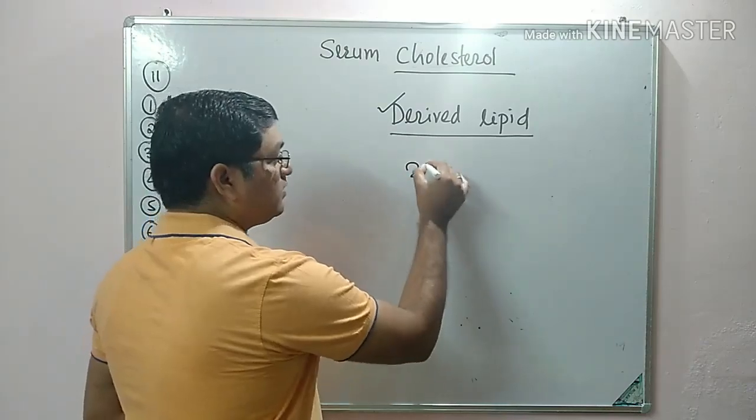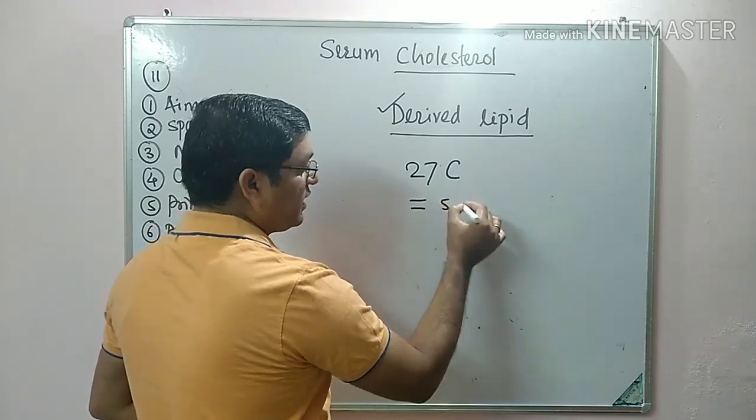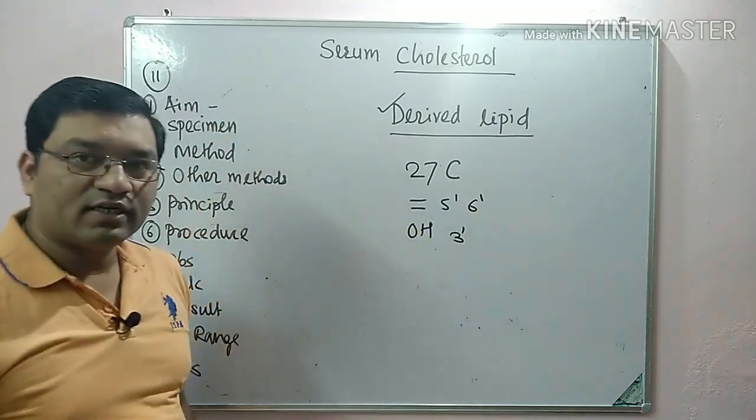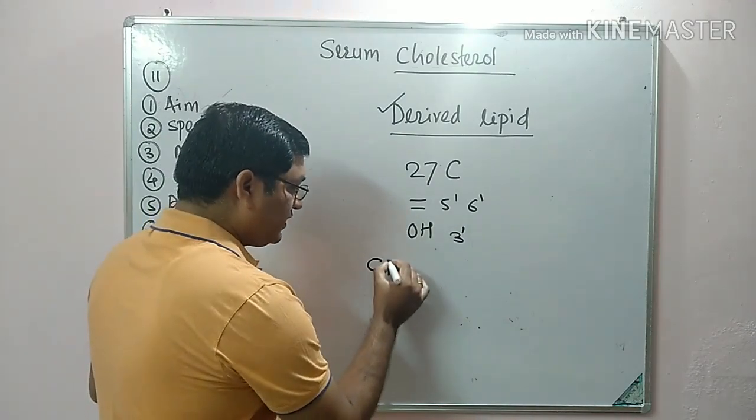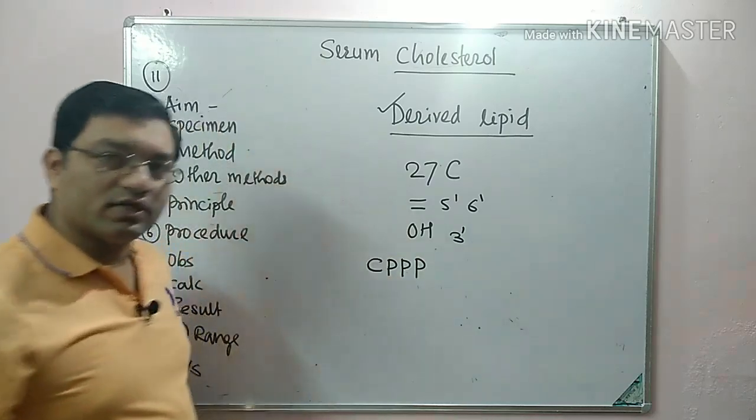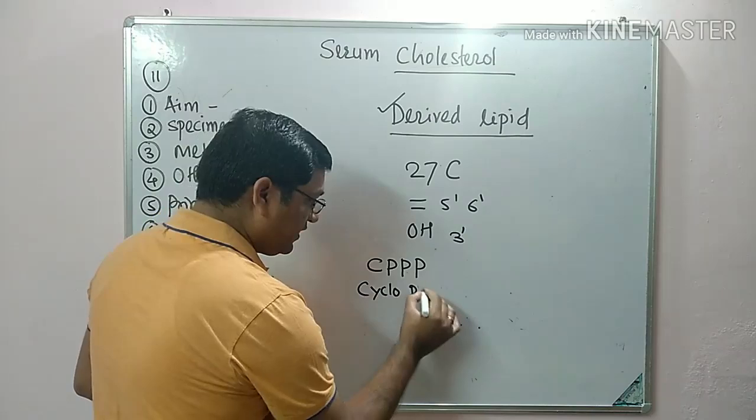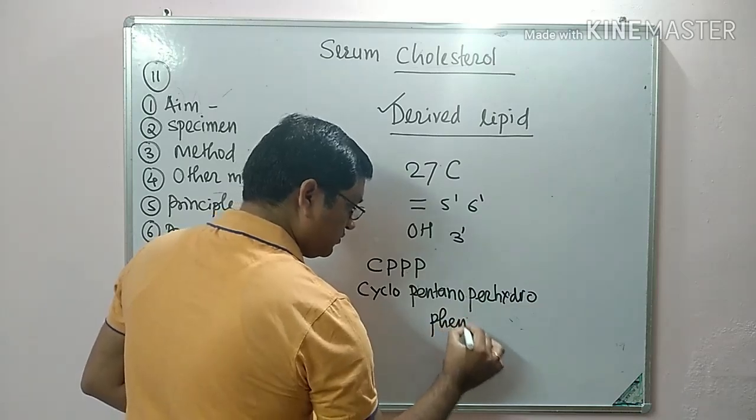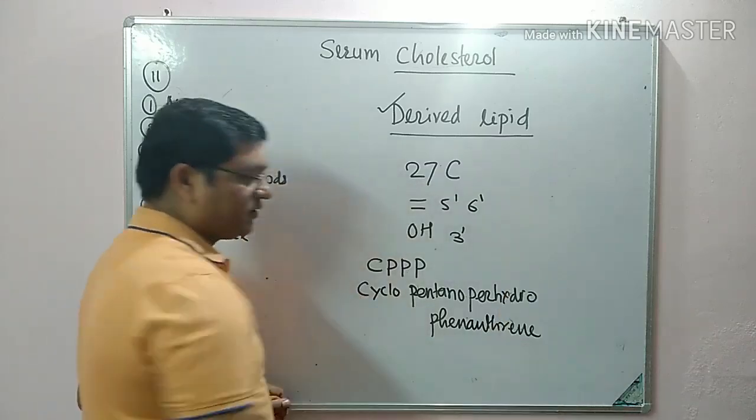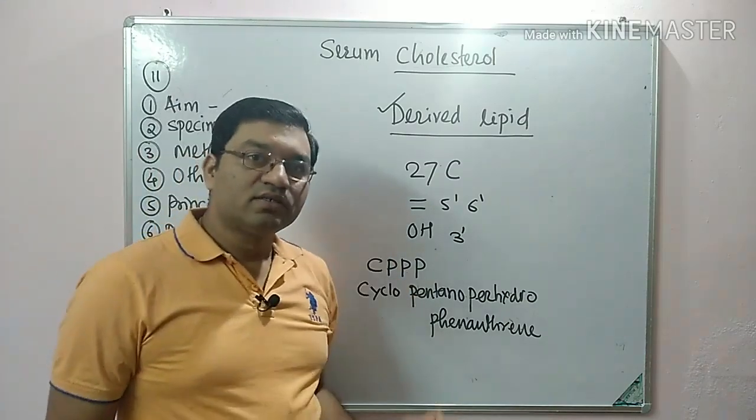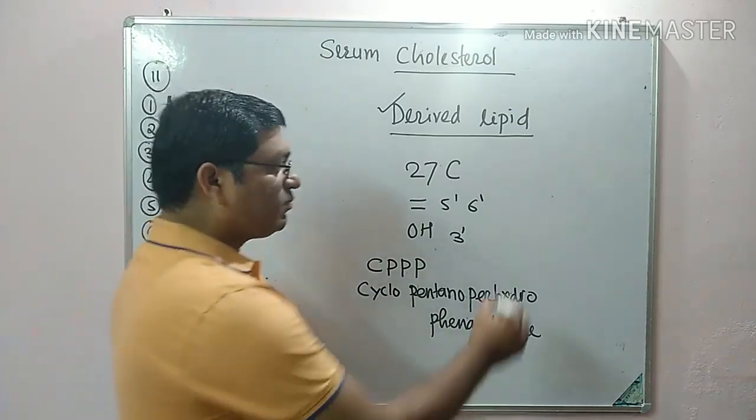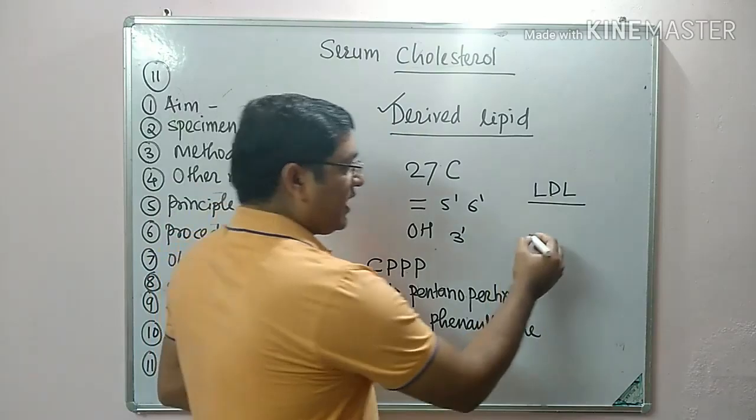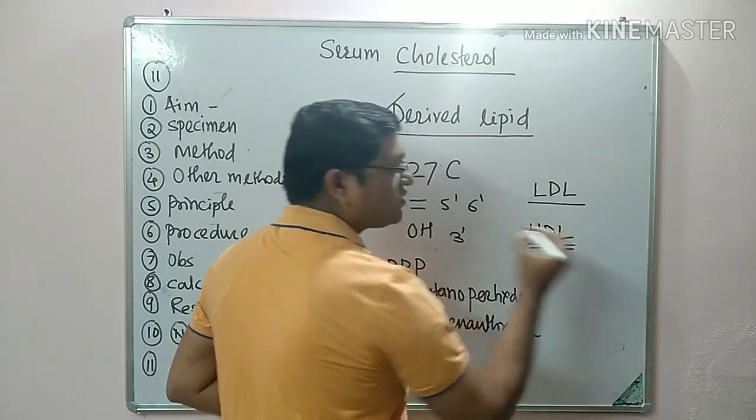It contains 27 carbons. There is a double bond between the 5th and 6th carbon, a hydroxyl group at the 3rd position, and it contains a ring known as the cyclopentanoperhydrophenanthrene ring or nucleus. So this is about the cholesterol. It is an animal steroid and it is transported in blood with the help of lipoproteins, that is LDL, from liver to peripheral tissue, and by HDL, that is known as reverse transport of cholesterol.